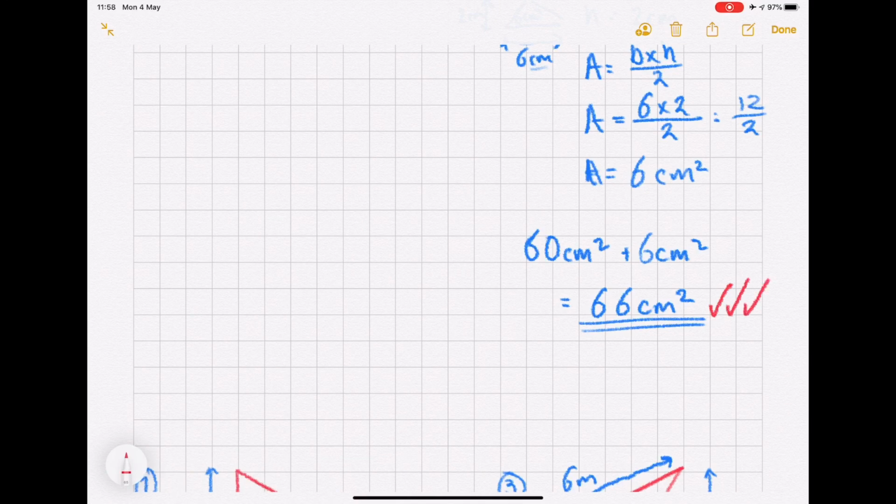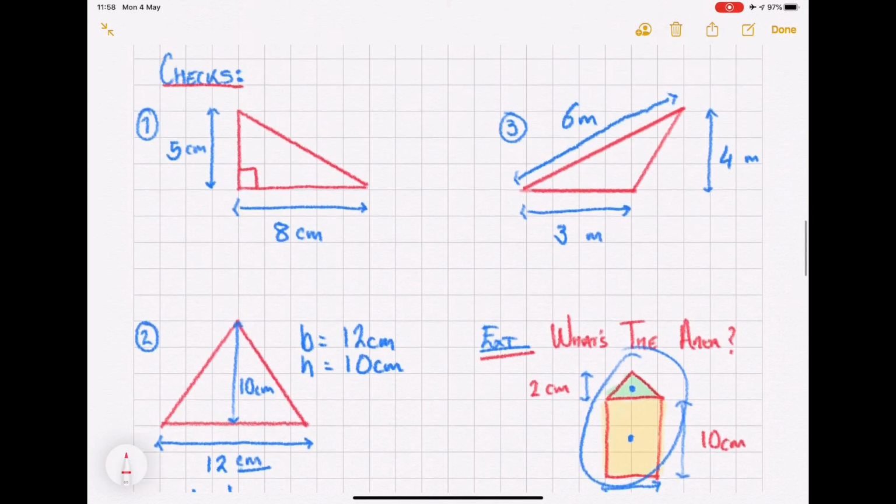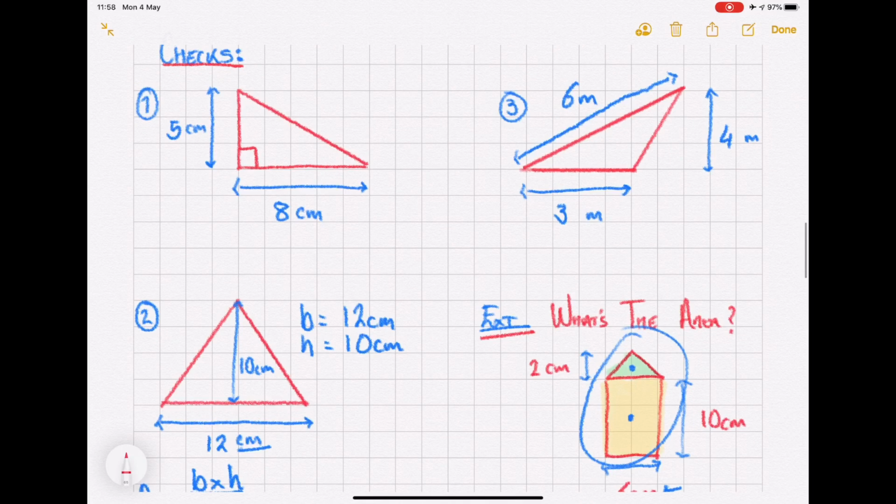So if you got that, that's fantastic. Well spotted. That's a really good way. If you manage to get that, that's very, very good. I'm very impressed. Okay, so hopefully now finding out the area of a triangle should be quite easy.